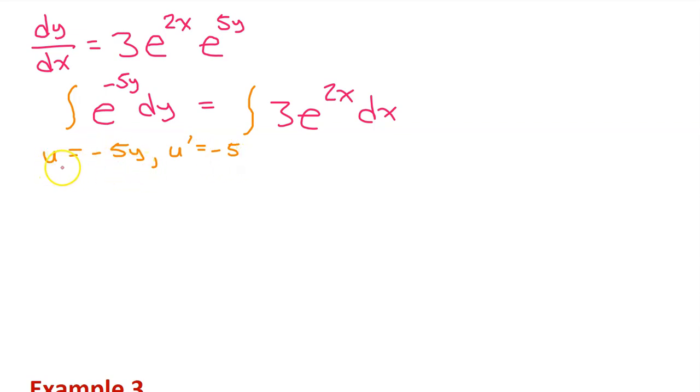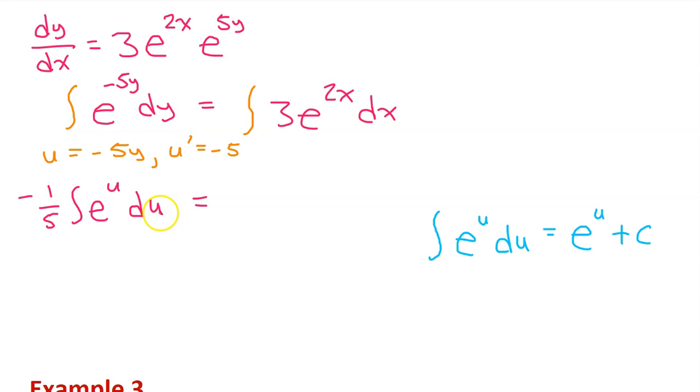So we are letting u equal the negative 5y, therefore u prime is negative 5. So making that substitution, we have the antiderivative of e to the u, and instead of dy, we put du over u prime, so du over negative 5. Of course, we can put this negative 5 that's in the denominator out in the front as negative 1/5. So now we have this.